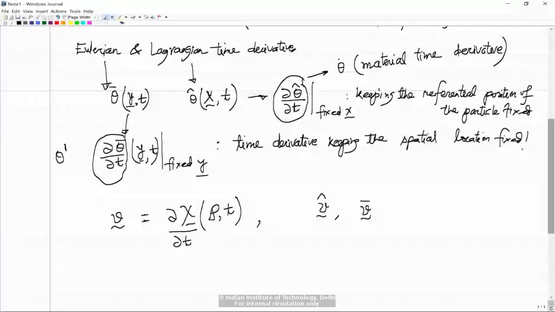But now supposing that you have v hat and v bar, how do you get accelerations? For example, acceleration a bar, and acceleration a hat. How can we obtain that?